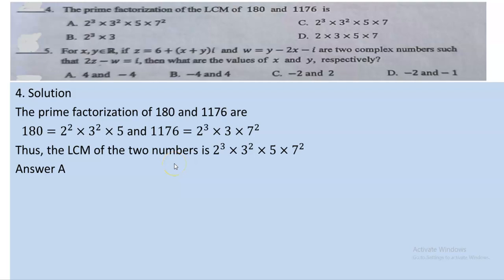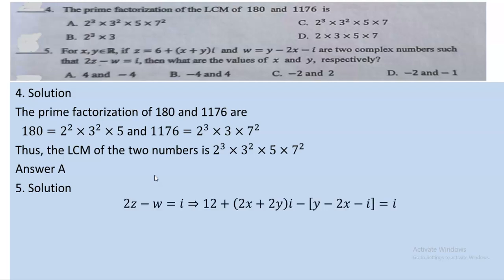So you have been told that x and y are real numbers, and z is 6 plus x plus yi, and w is y minus 2x minus i. Look, these two are complex numbers. And again, you have been told that 2z minus w is i. So having all this into account, you are asked to determine the values of x and y. Very simple, students. So for question number 5, the solution runs like this. You have been told that 2z minus w is i.